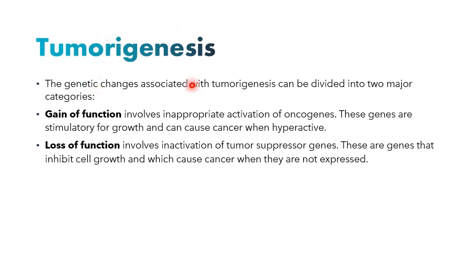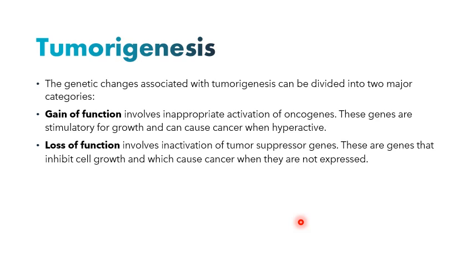What is tumorigenesis? The genetic changes associated with tumorigenesis can be divided into two categories. We consider it either as a gain of function or loss of function. The gain of function will involve the activation of some oncogenes. As we said, some proto-oncogenes have to be activated and converted to oncogenes.